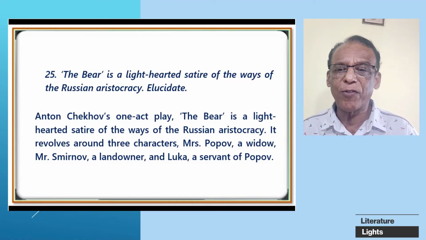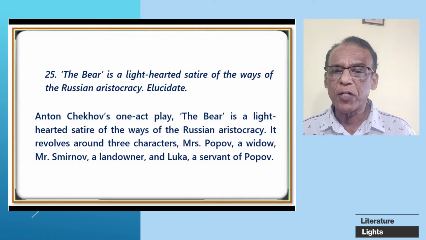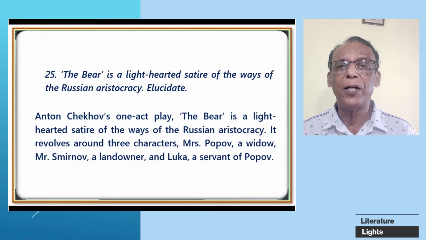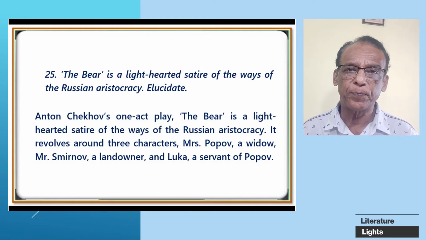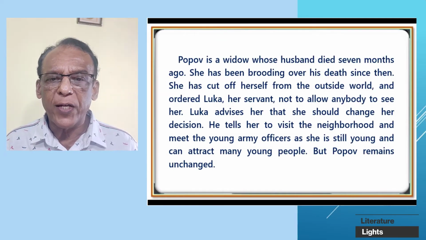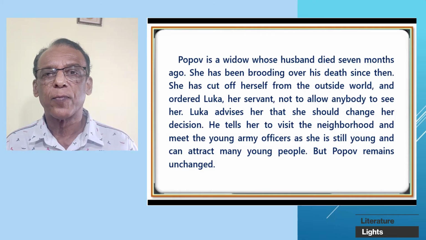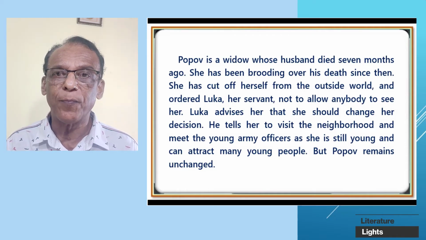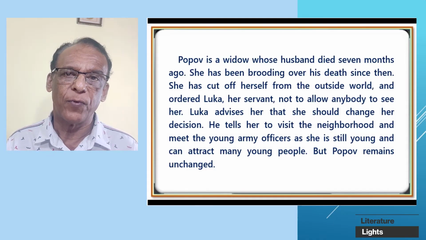It revolves around three characters: Mrs. Popov, a widow, Mr. Smirnov, a landowner, and Luka, a servant of Mrs. Popov. Popov is a widow whose husband died 7 months ago. She has been brooding over, that is lamenting, over his death since then.